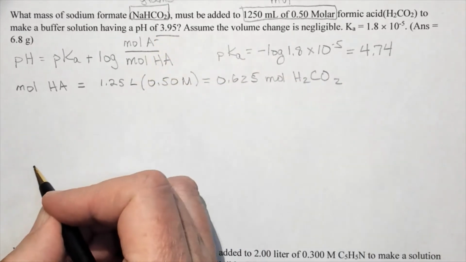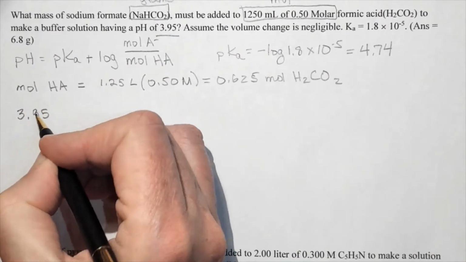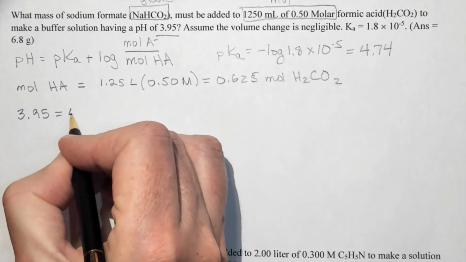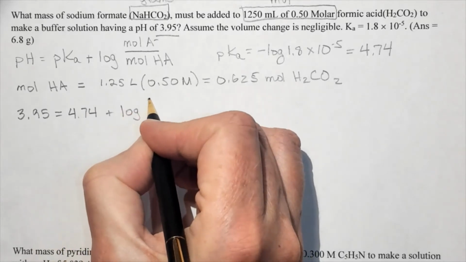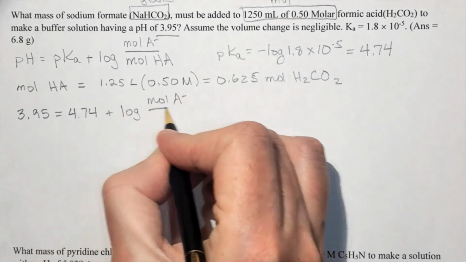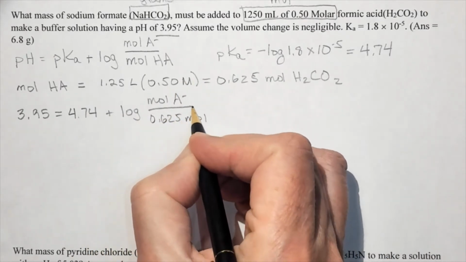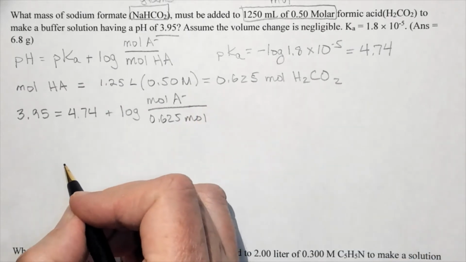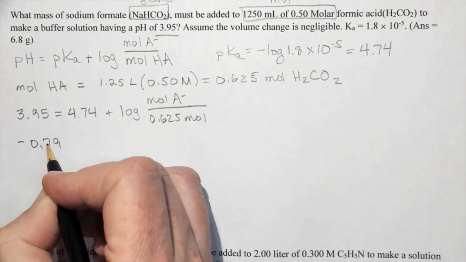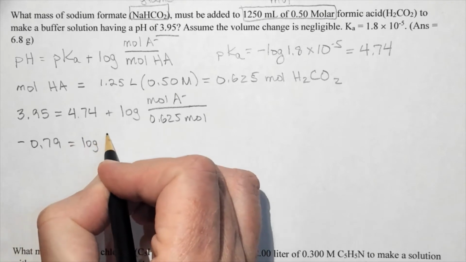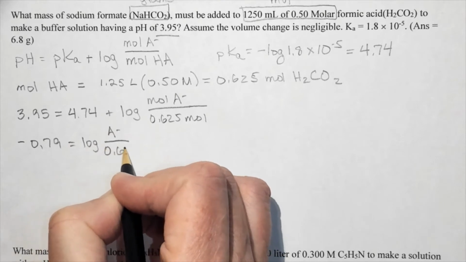Now we plug it into our equation. We have a target value of 3.95. So 3.95 is going to be equal to 4.74 plus the log moles of A minus, that's our sodium formate, over 0.625 moles of the HA. When we solve for that, we have negative 0.79 equals log, and A minus, I'm just going to leave A minus instead of moles, over 0.625.